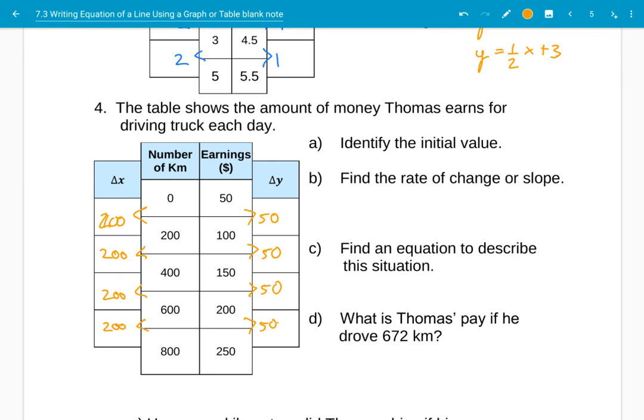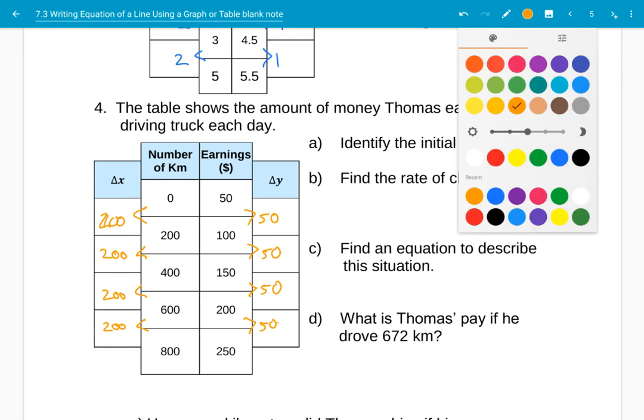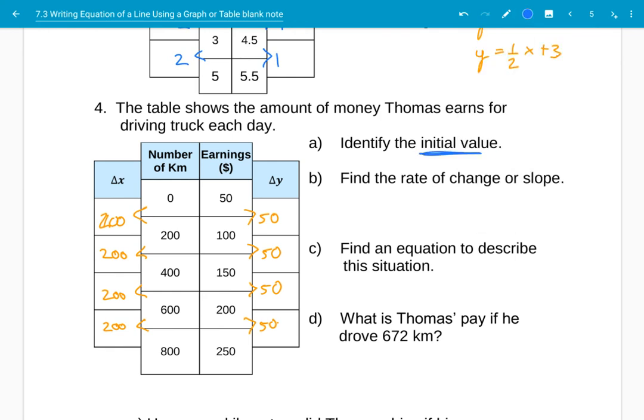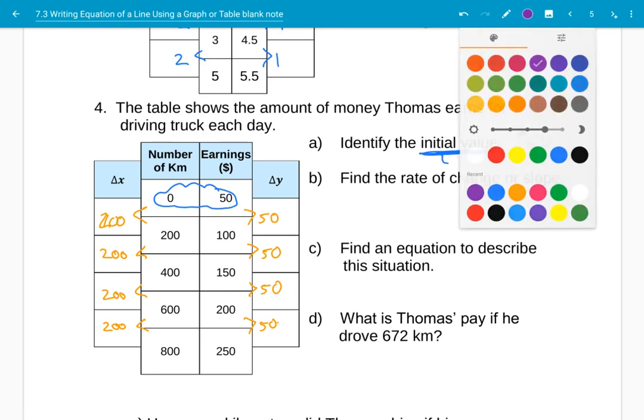Identify the initial value. Oh, I did the table. It didn't ask me to do that yet, but here we go. Identify the initial value. That means the same thing as the intercept. It's when the kilometers are 0 or x is 0, so that's right here. So it's $50. It's his base pay, even if he doesn't end up driving, I guess.